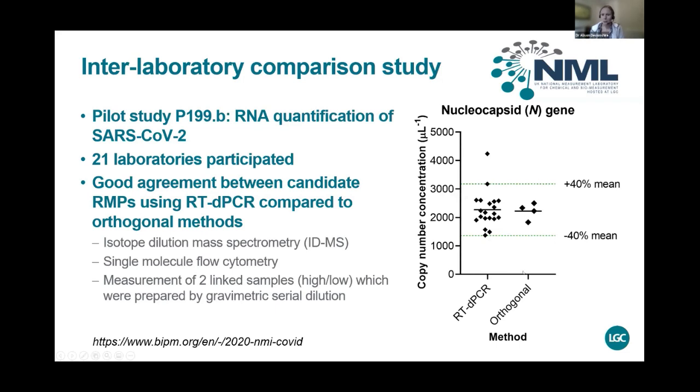So this suggests that even with the issue of RT efficiency not being 100%, RT digital PCR is moving to a point where it can be considered a primary method, but we still need to make sure that the RT efficiency doesn't lead to inaccuracy in those primary methods.